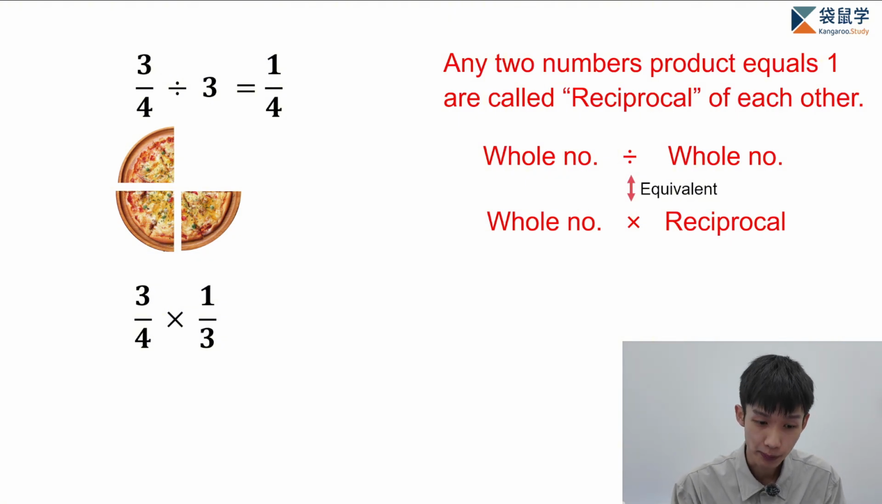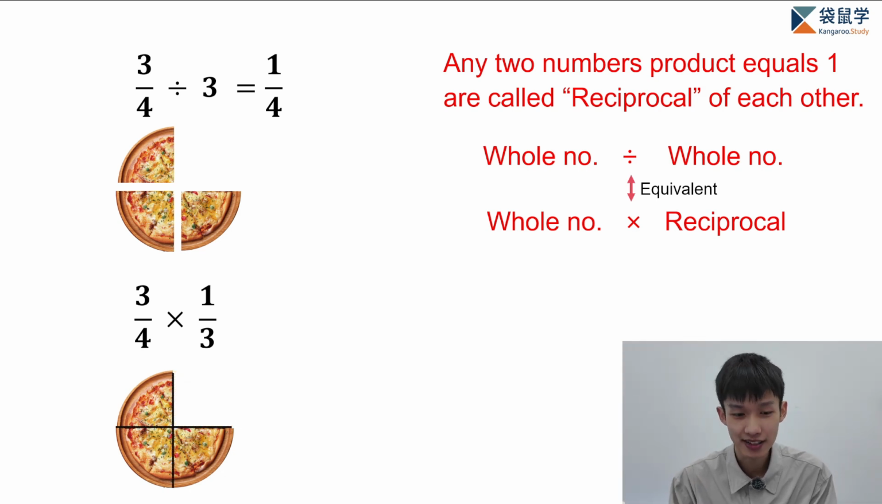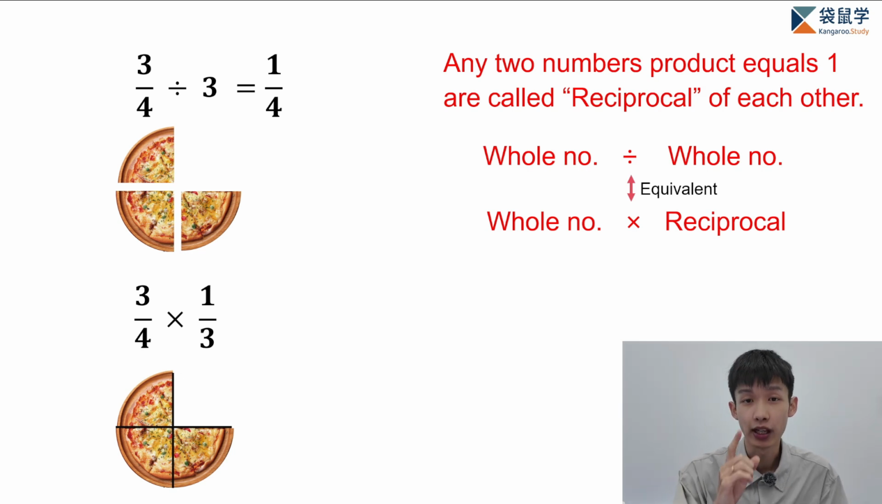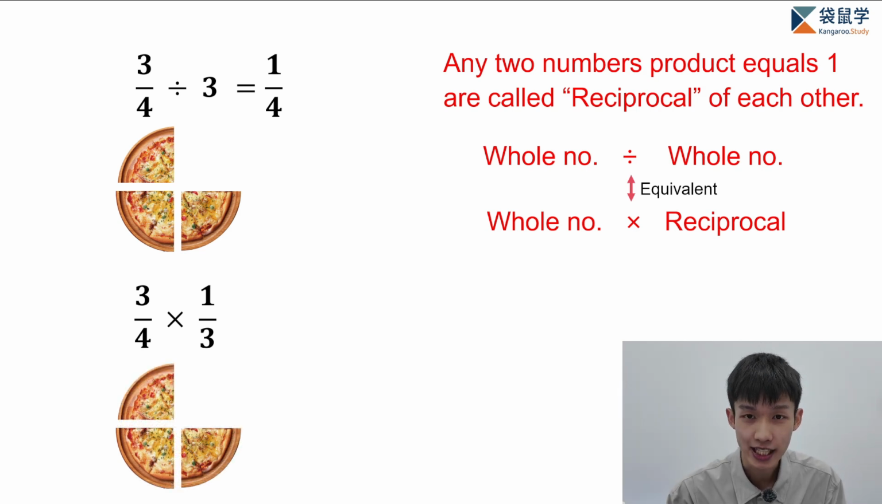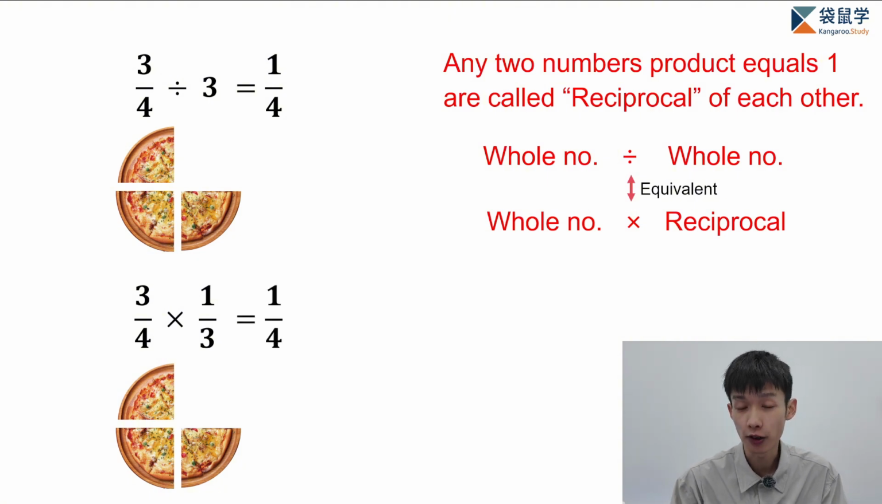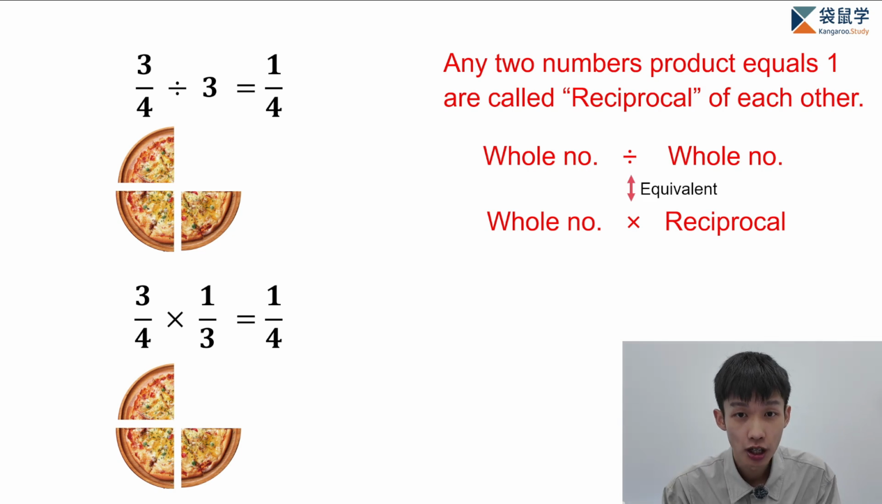But also from the meaning, the 3 over 4 of the pizza is cut into 3, take 3 parts, and times 1/3 also serves as the existing parts. We need to separate into 3 parts, and we take 1 part. So still the same. Each part is actually 1 over 4 of the whole pizza. So the answer is 1 over 4. So from here, we can know that divided by 3 is actually equivalent to times 1 over 3.